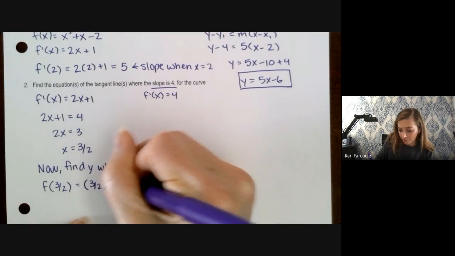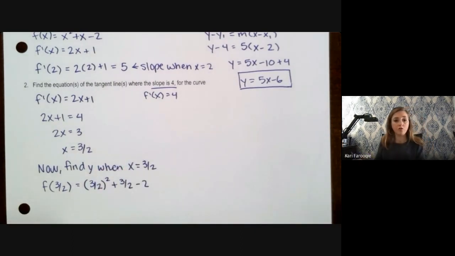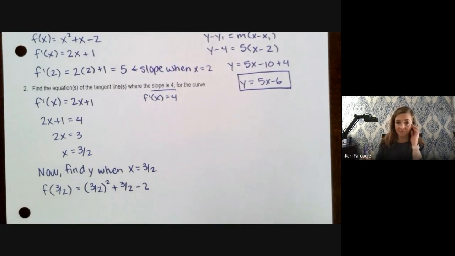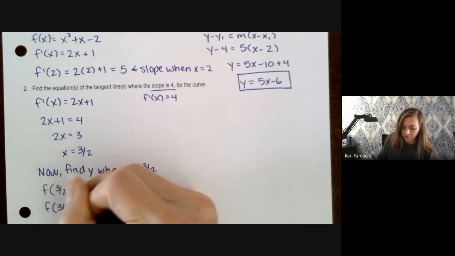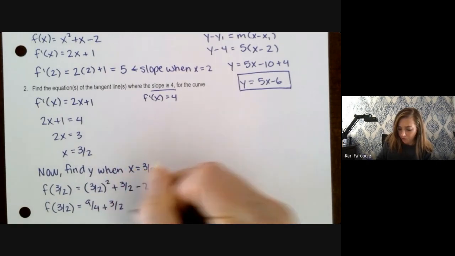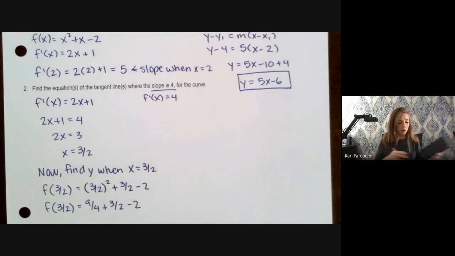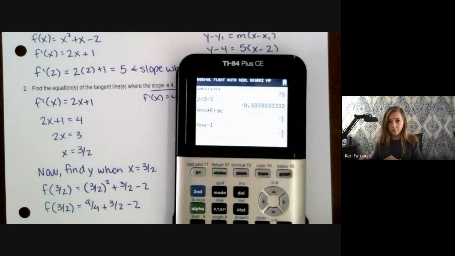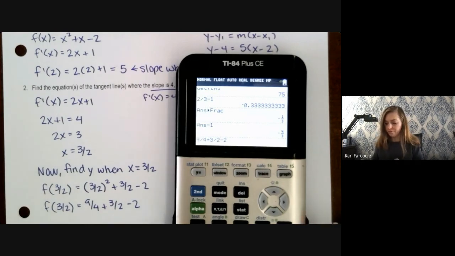3/2 squared plus 3/2 minus 2. I'm just trying to find a point on the original curve. Once I have the point on the original curve, I can verify that the tangent line that we find is actually tangent to the graph at that point. So f of 3/2 is the y value. When x is 3/2, you end up with 9/4 plus 3/2 minus 2. And feel free to put this into your calculator. If you can see mine, this is 9/4 plus 3/2 minus 2. And you get 1.75, which if you hit the math button, enter, you will see is 7/4.